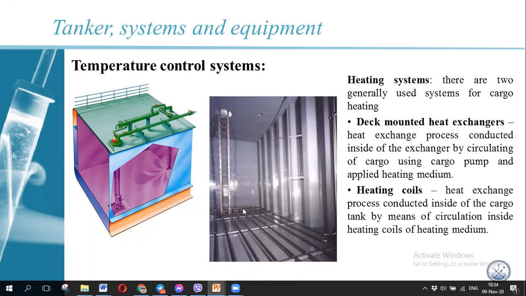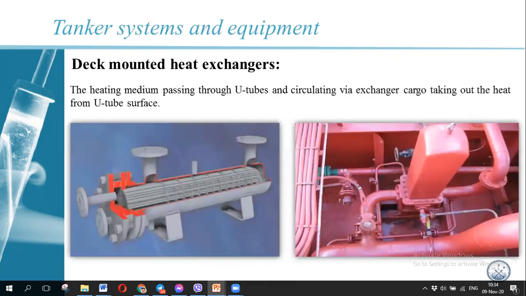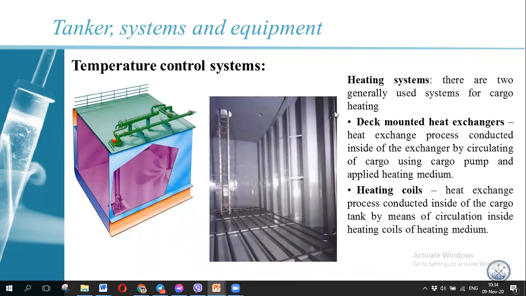In this picture you can see the heating system. The heating system could be of 2 types. One is the cargo heating coils. The steam, or water, is going in this line, heating the cargo and going back. So that is the heating coils, a heat exchange process conducted inside the cargo tank.